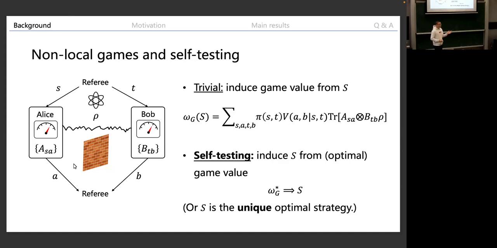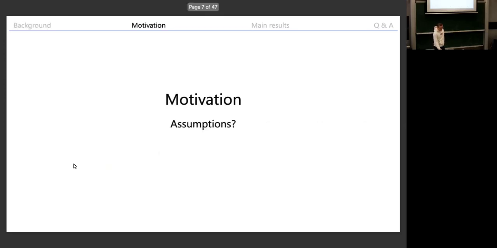And here is self-testing. We only consider the optimal game value, because imagine if you have a game value which is not optimal, then you can always do a combination of a better strategy and a worse strategy. In this case, you can never infer what happens underneath. In other words, we could say that this strategy S is uniquely optimal for this game G. This is just the definition of self-testing.